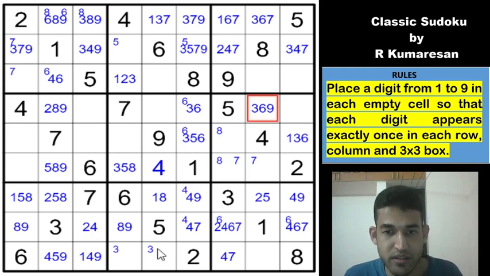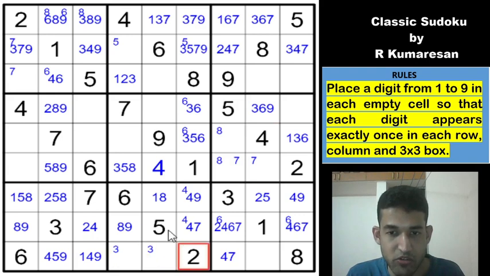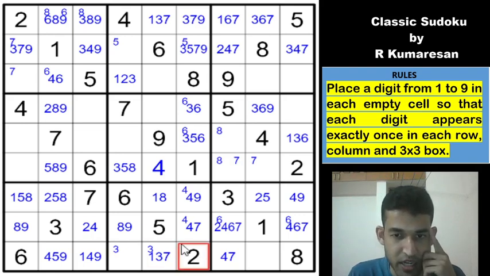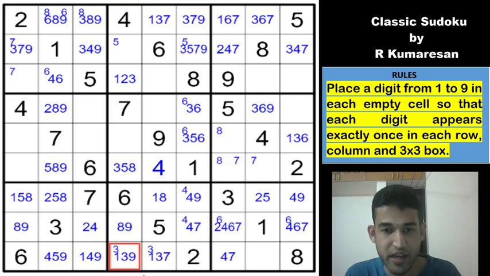Let us look at these two cells. It cannot be 2, 5, 6. It cannot be 4, 8, 9. So this will be 1, 3 and 7. And this cell cannot be 2, 5, 6, 4, 7 and 8. And this will be 1, 3 and 9.